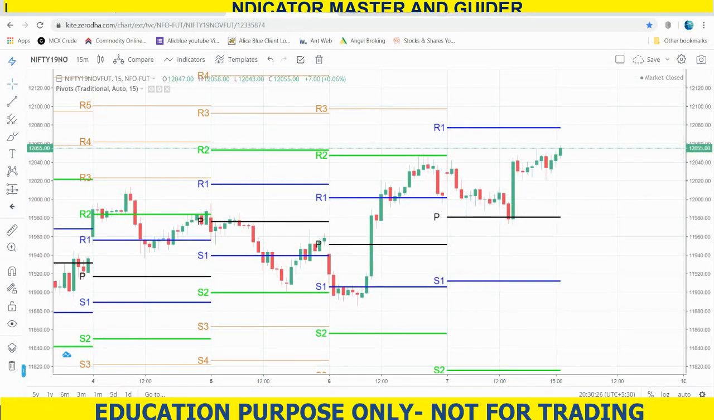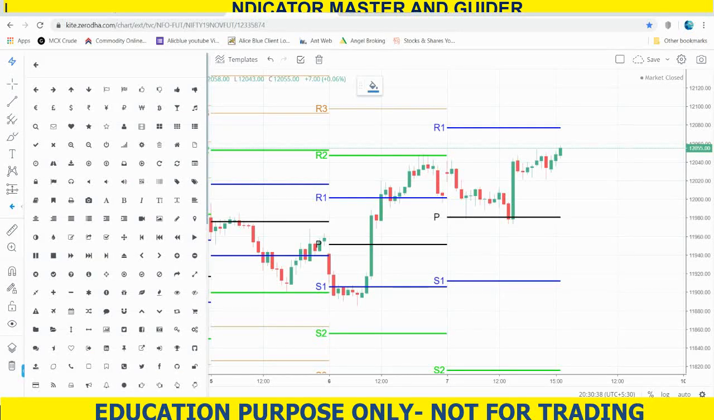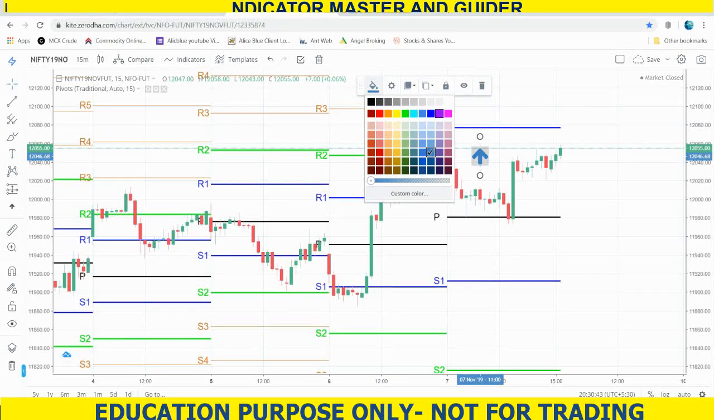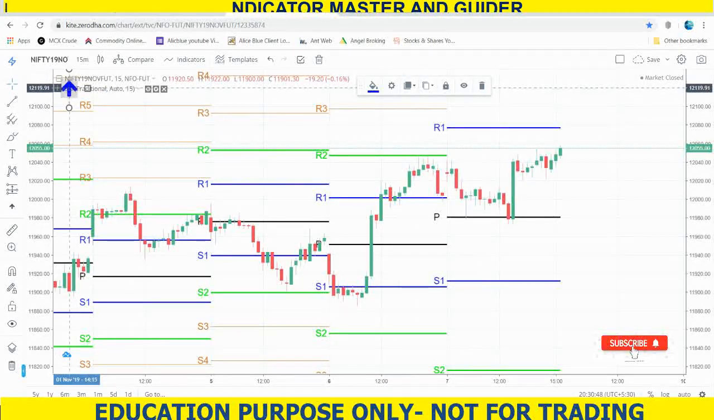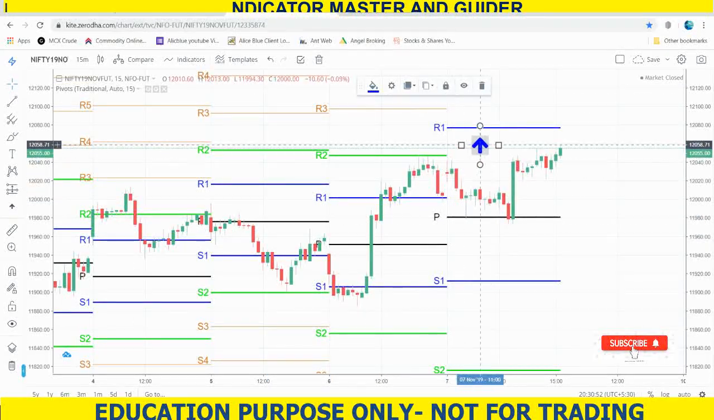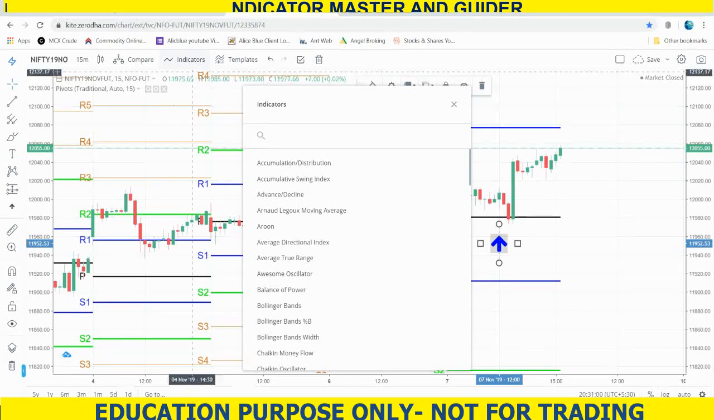So, pivot point. I am coming to the point. Pivot point, right? Here, I have kept the Nifty. Today is the 7th November. Then the pivot point indicator will be available in the indicator sessions.